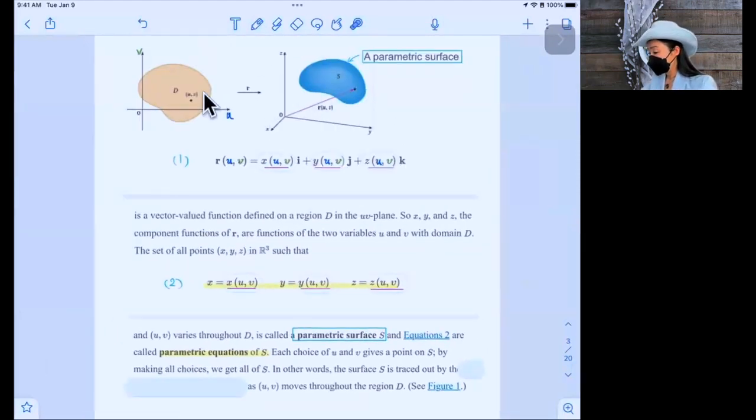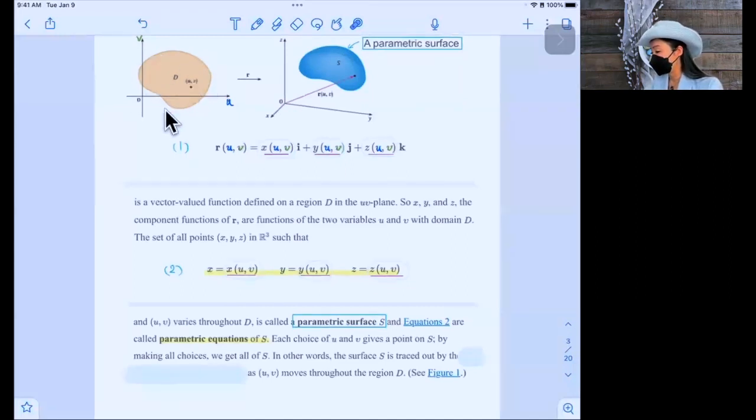Now you take u and v here inside this D, and then it's going to map to a point over here on this surface S. Think about that under this function. Each one is going to map to a point on the surface. So in other words, this surface here is traced out by what? By u and v moving throughout this region. It's going to trace out this surface here. It's traced out by the tip of this vector r of u and v.